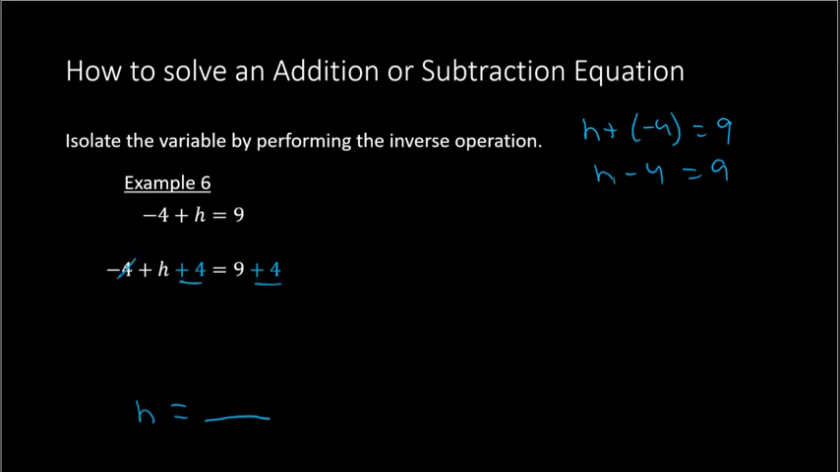Negative 4 plus 4 would give you 0. So we're left with h on the left side. And then 9 plus 4 is 13 on the right.